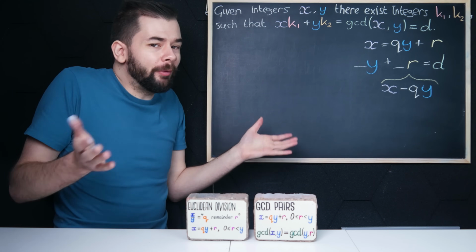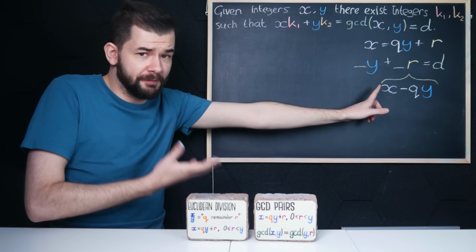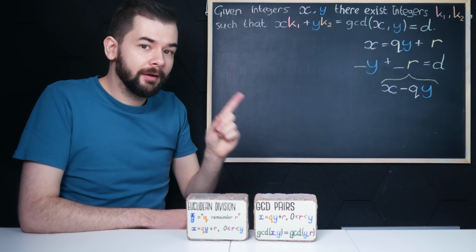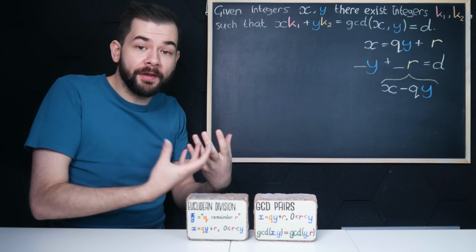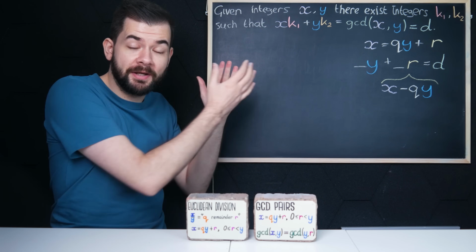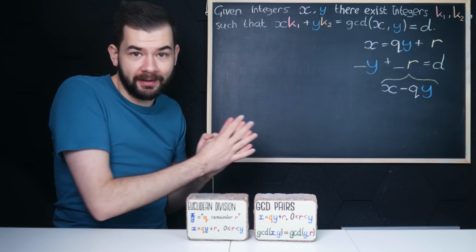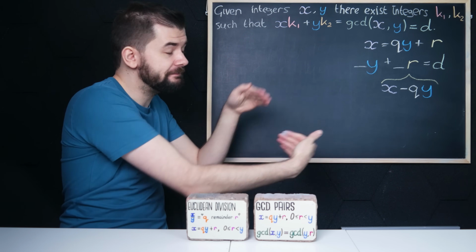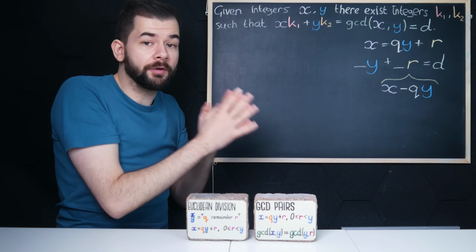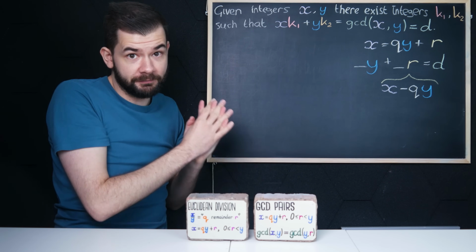Now you might be thinking, great, but what if we can't solve the number finding problem for y and r? Well, then we can divide y by r and get another smaller pair of numbers, and we can keep going until we can solve it. And because each one is written in terms of the previous one, we can feed the numbers back in order to eventually write d in terms of x and y.